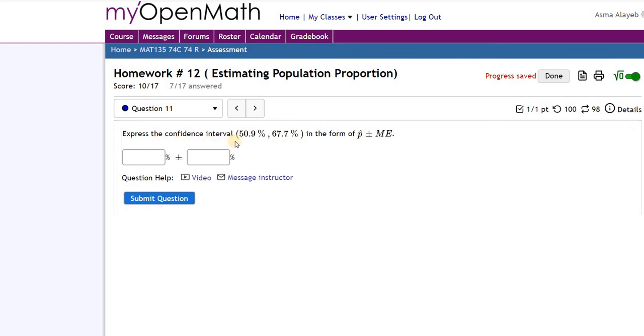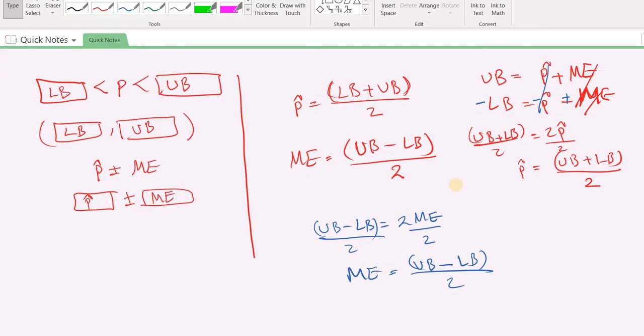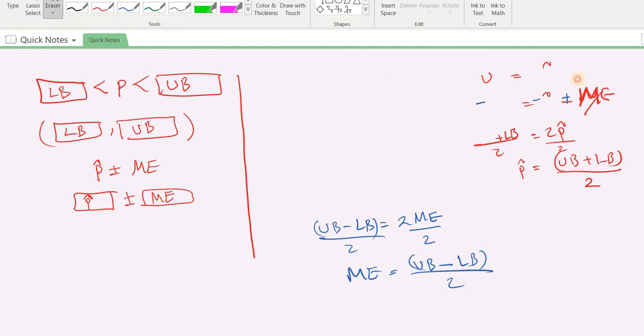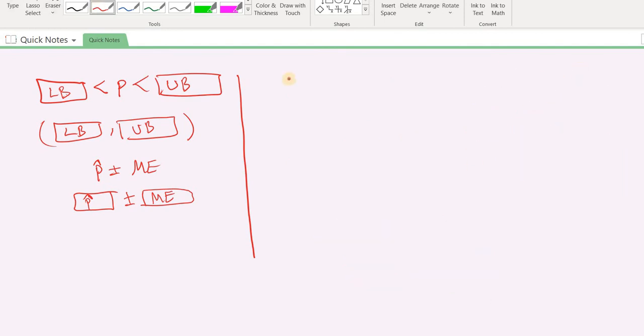Express the confidence interval if it's given in the format of an interval. We need to change the format of this interval into the format of the point estimate plus or minus the margin of error. So let me delete what I did previously. So we know that the upper bound is equal to the point estimate plus the margin of error. And we know that the lower bound of the interval is the point estimate minus the margin of error.